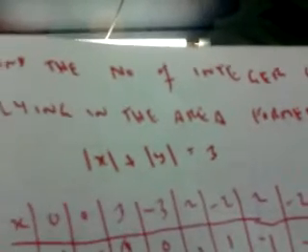Now the next question is, find the number of integer coordinates lying in the area formed within mod x plus mod y equal to 3.